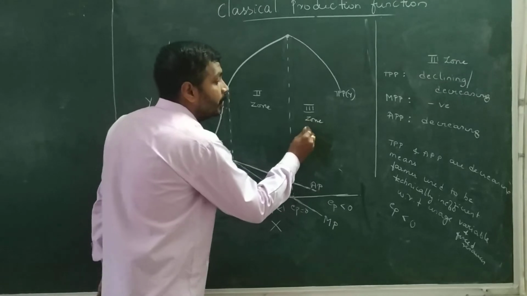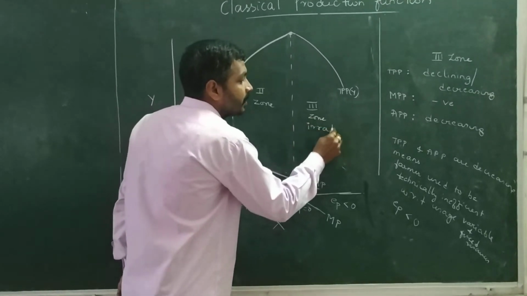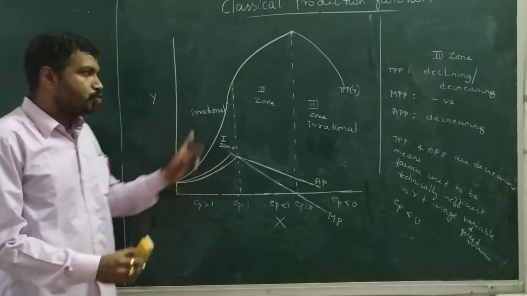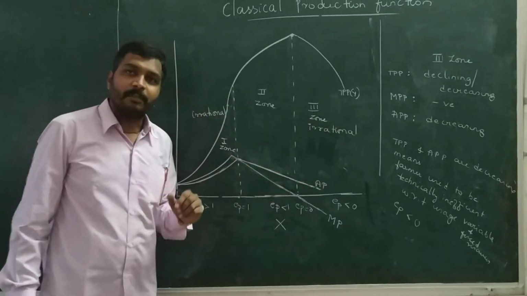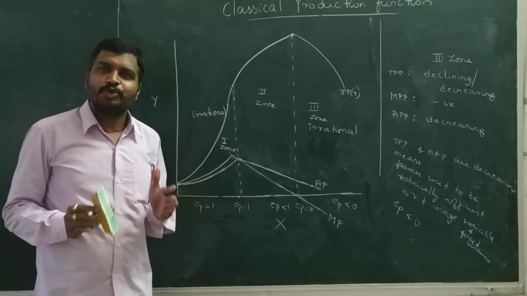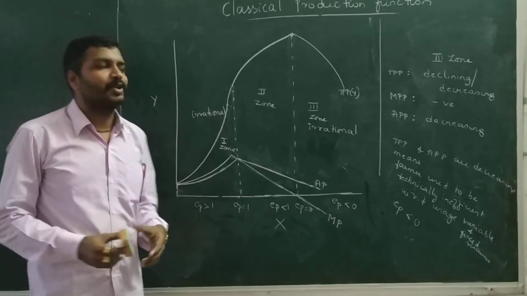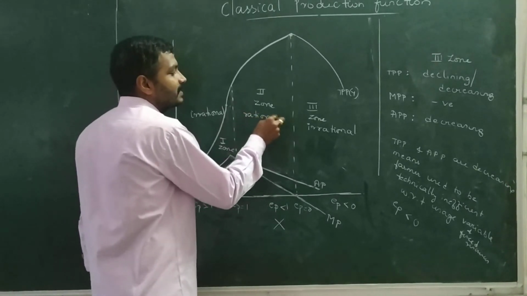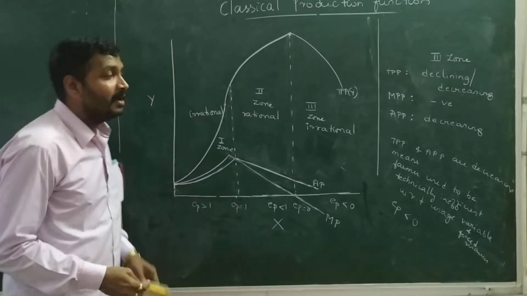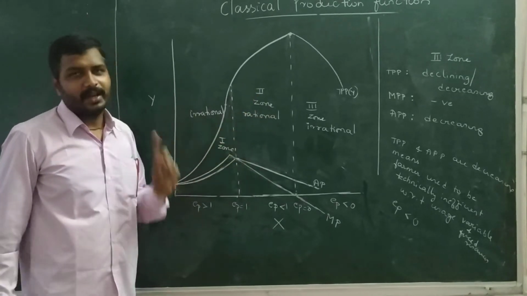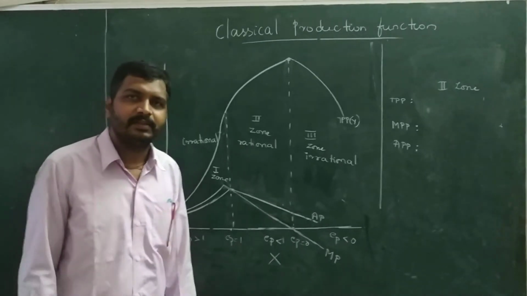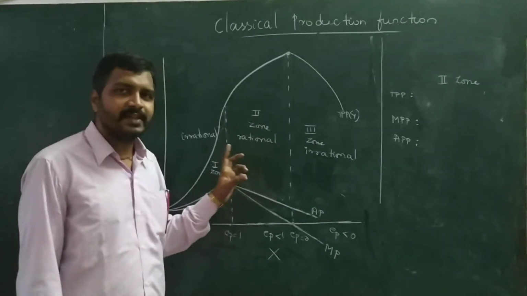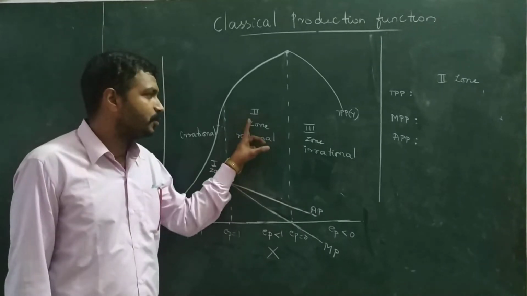So the third zone is considered irrational. If these two zones are considered irrational, some zone should be there which can be rational, is it not? That zone is the second zone. Now you need to understand why the second zone is rational. If the first and third zones are irrational, then some zone should be rational, and that is the second zone.